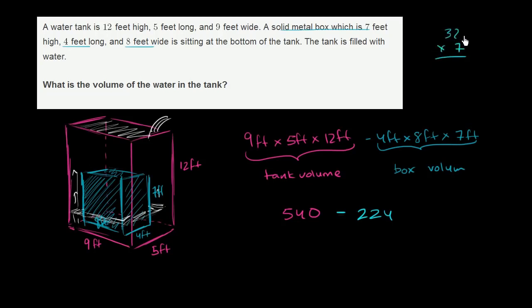So 32 times 7. 2 times 7 is 14. The 3 is really a 30 here. 30 times 7 is 210, plus another 10 is 220, so 224. So this is going to be equal to 500 minus 200, which is 300, and then 40 minus 24 is 16. 316, and our units are in cubic feet. So the volume of the water in the tank is 316 cubic feet.